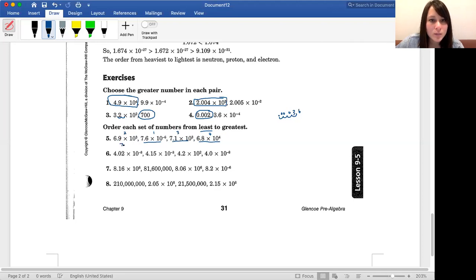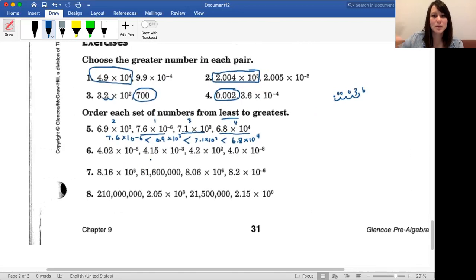So now I'm going to write 7.6 times 10 to the negative 6, and then 6.9 times 10 to the 3rd is less than 7.1 times 10 to the 3rd is less than 6.8 times 10 to the 4th. So on your homework, I want you to write your answers out where you're showing each number with a less than or greater than sign. Okay, I'm probably going to write my answers down here because it's hard to squish them all in here. Maybe I'll make this a little bit bigger too.